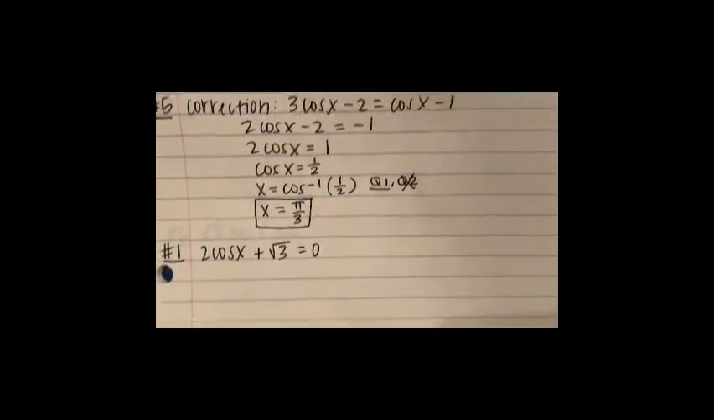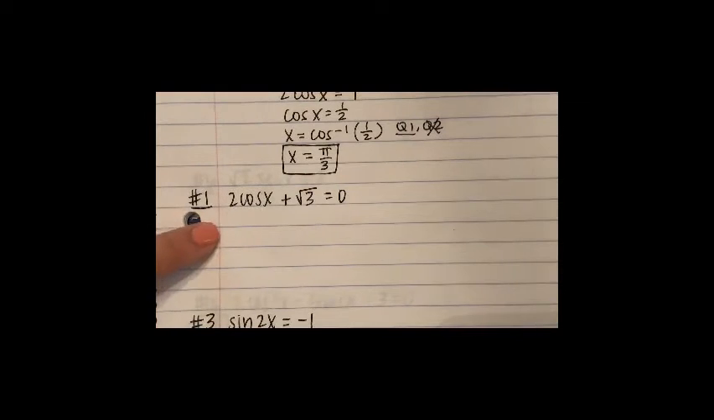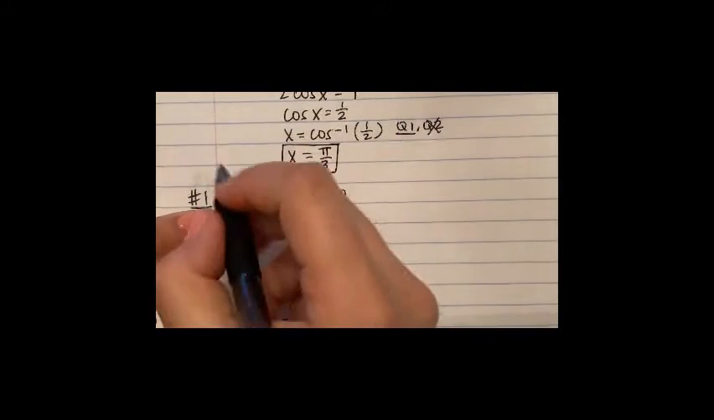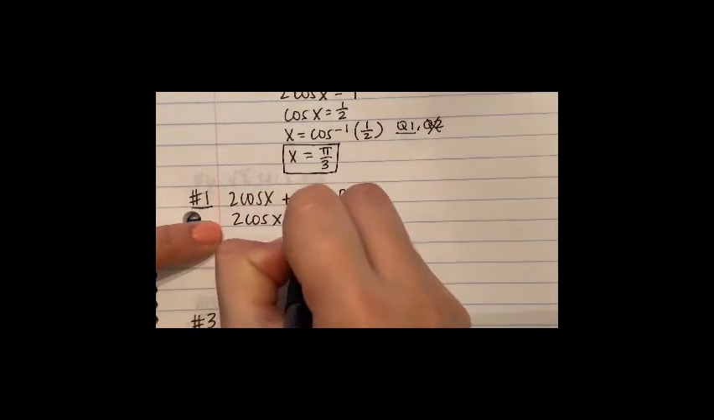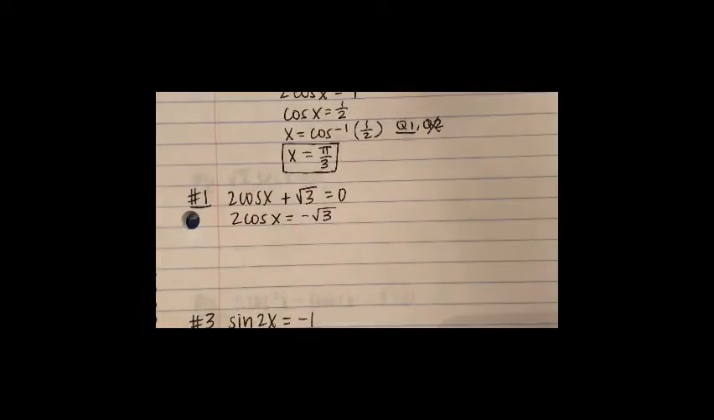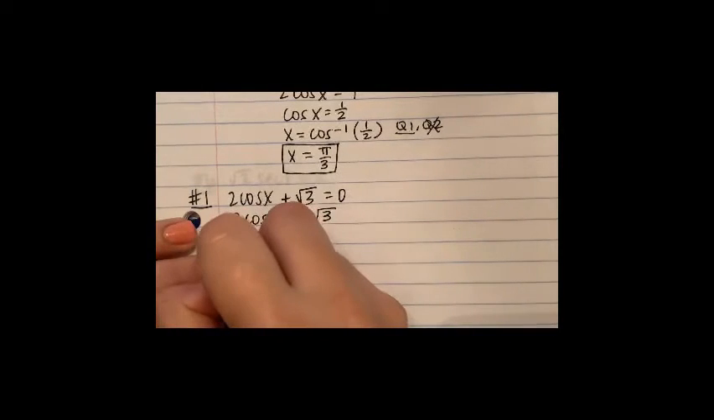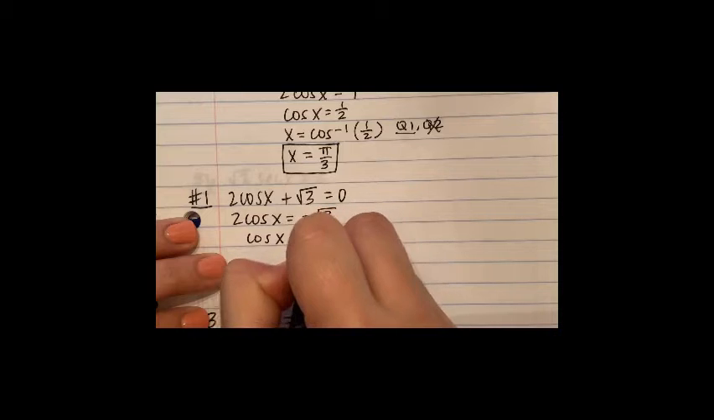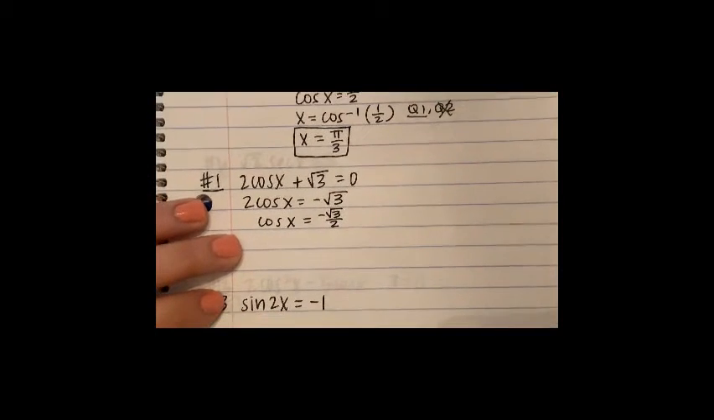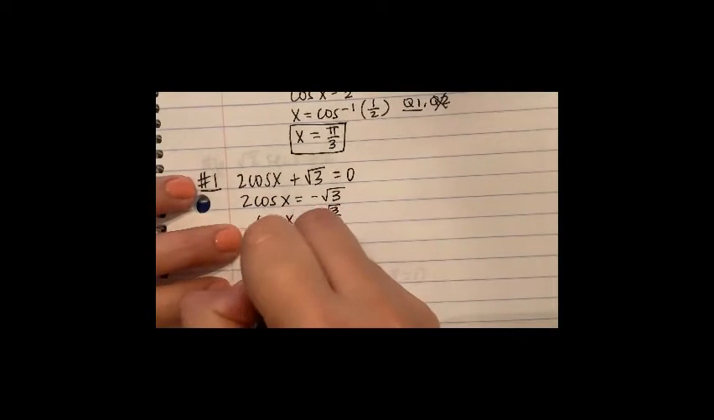All right, let's do another one. Let's go to number 1. Number 1, still working to get x by itself, so let's move that root 3. Again, pause this video if you need time to write. Divide by 2. And now to move cosine, it becomes the inverse.